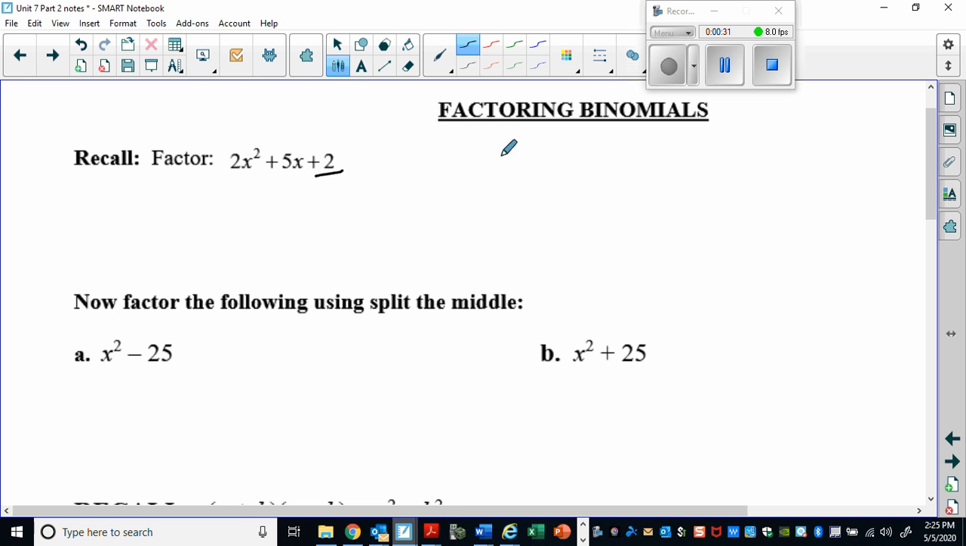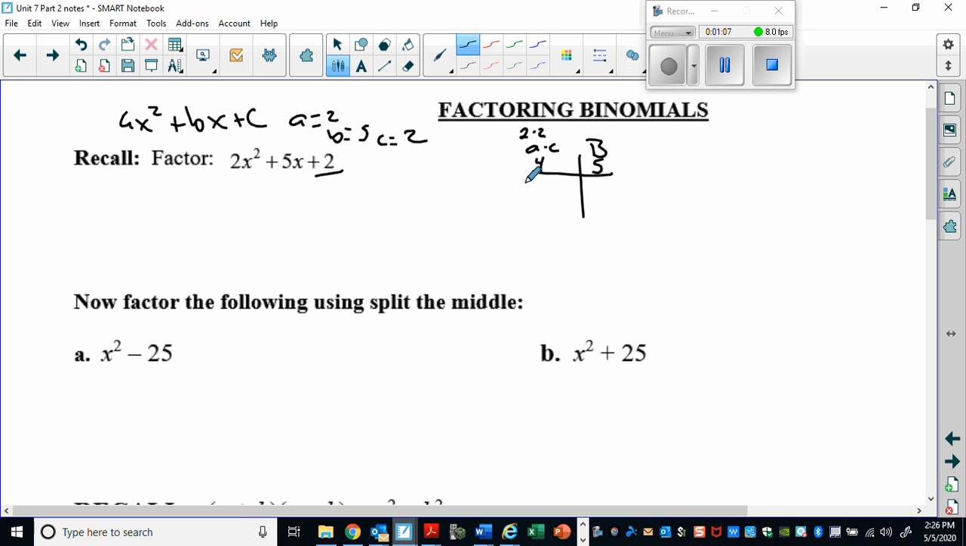Remember, when you are factoring, you are setting up your chart, and it will be a times c, and then it's b, right? So remember, we have ax squared plus bx plus c. So a here would be 2, b would be 5, and then c would be 2 as well. So a times c would actually be 2 times 2, which is 4, and our b would be 5. So what we're looking for is two numbers that multiply together to equal 4, and also add up to 5.